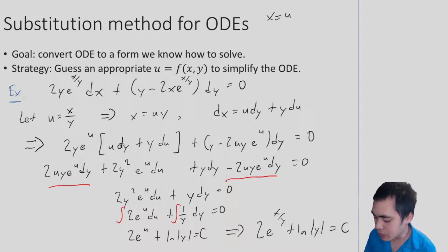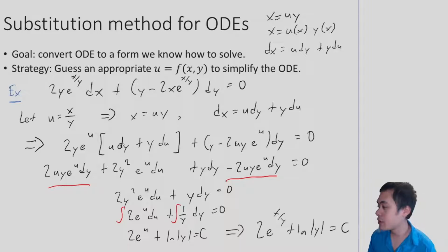So x is equal to uy. Both u and y are functions of x, so you can think of this as x equal to some function of x times some other function of x. When you take the derivative of this, what you get is dx is equal to u dy plus y du. Is that all right? Did that explain a little bit better? So it is basically just the product rule.